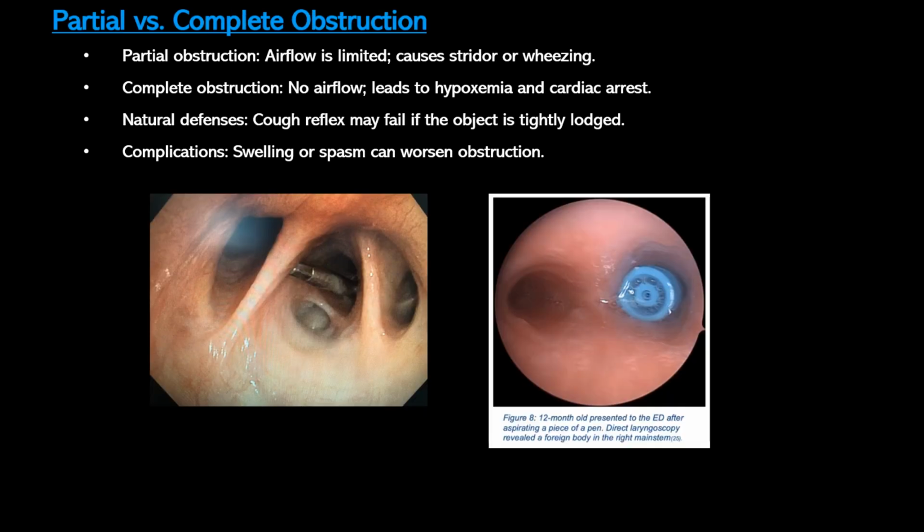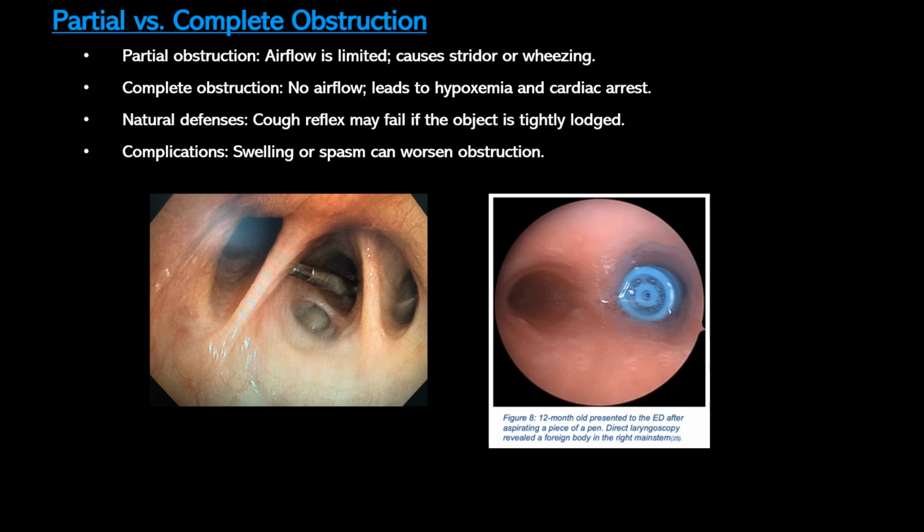Foreign body obstructions can be classified as either partial or complete. In a partial obstruction, the object blocks the airway but still allows some air to pass through. However, the airflow is turbulent and less efficient, often requiring greater respiratory effort.